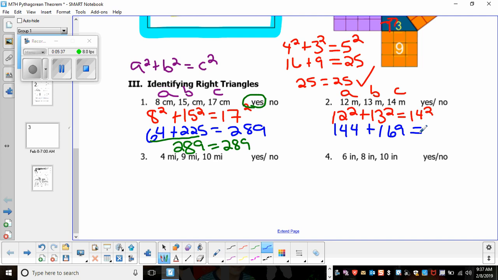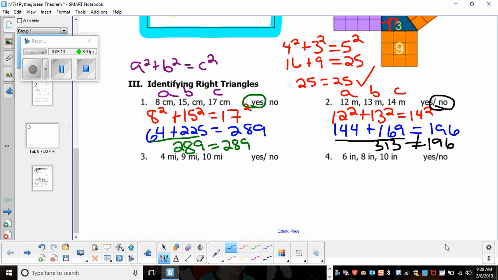14 squared, 14 times 14 again, is 196. Again, if you do not have these memorized, you need to use your calculator. When I add these, I can already tell that they're not going to add up to 196, but when I add them, 144 plus 169, I get 313. And so since 313 is not the same as 196, which is the hypotenuse squared, this does not form a right triangle. These three sides do not form a right triangle.